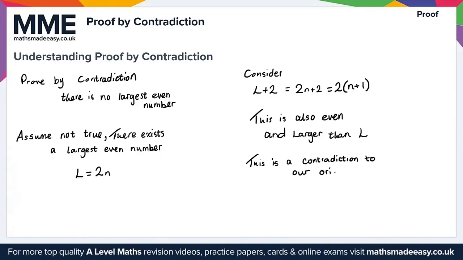So we write this out in full. Therefore, as this is a contradiction to our original assumption, we've proved using contradiction that there is no largest even number. Which proves what we were asked to find.